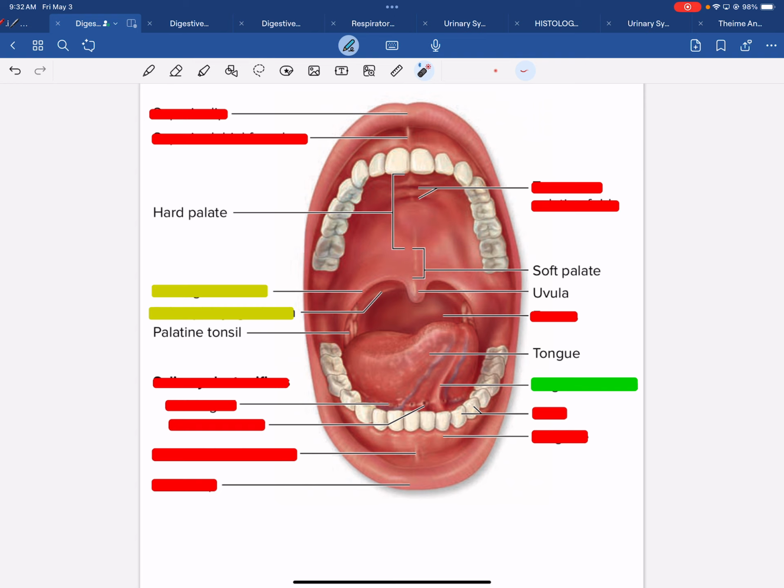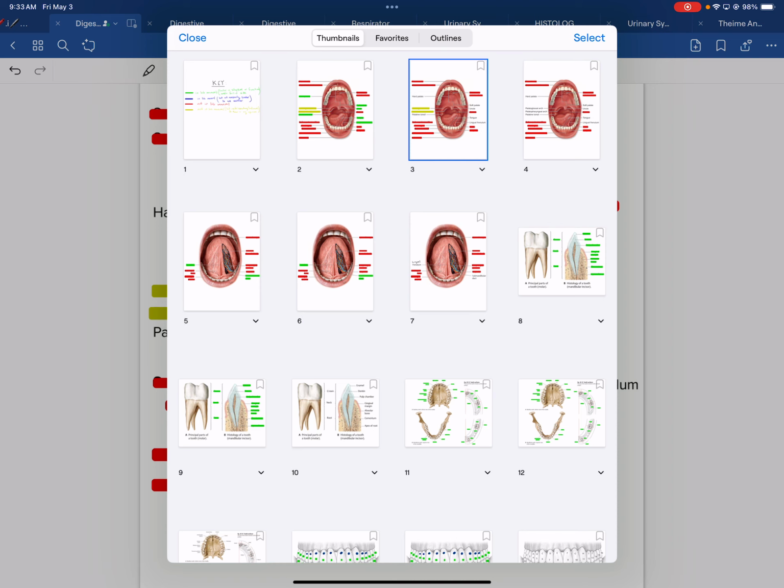And then this, the lingual frenulum. Good. What does that do? Could you just say it attaches the tongue to the inferior floor? Yeah, attaches the tongue to the inferior floor of the oral cavity and restricts the movement of the tongue within the oral cavity. Yes, good. All right, so that's oral cavity.